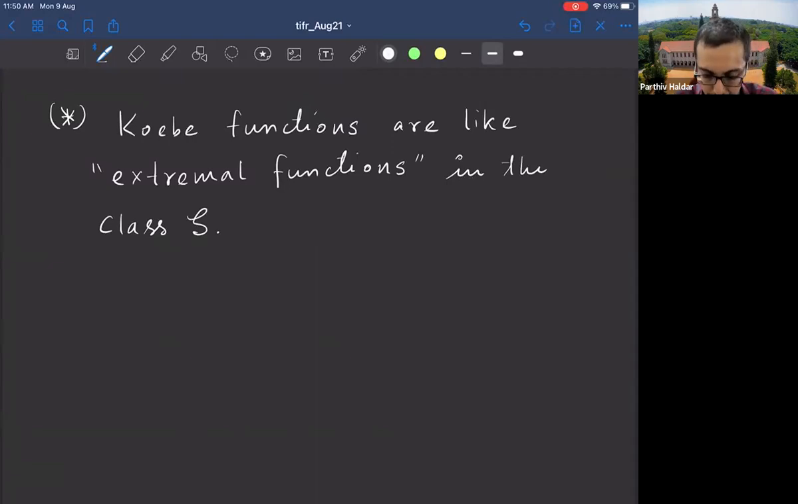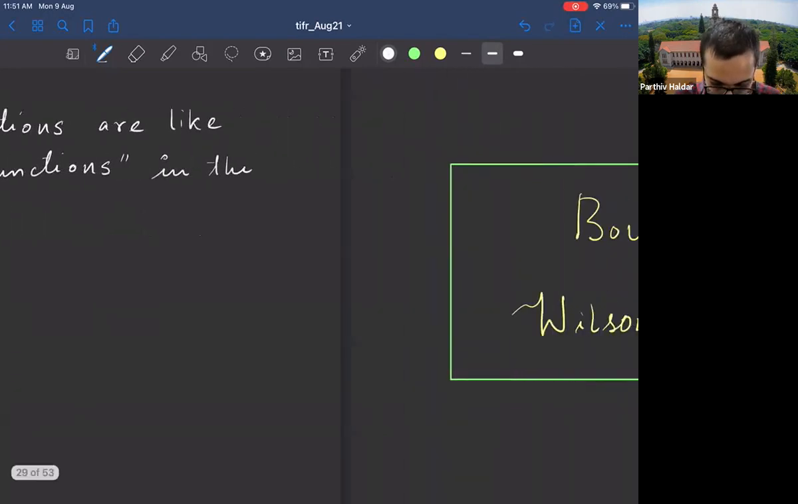Not just the Bieberbach conjecture, but there are many other such bounding theorems and relations for which Koebe functions are extremal functions. This is all the math that we are going to use in the subsequent derivation of the bounds on the Wilson coefficients.